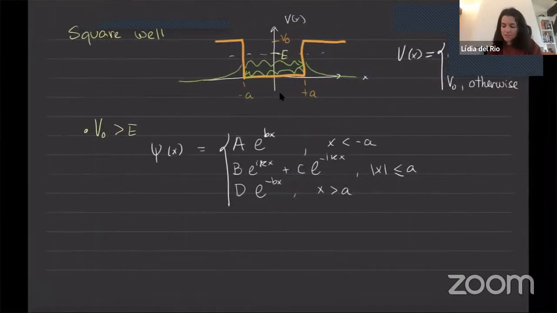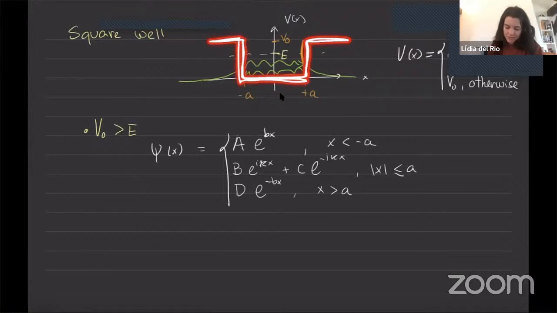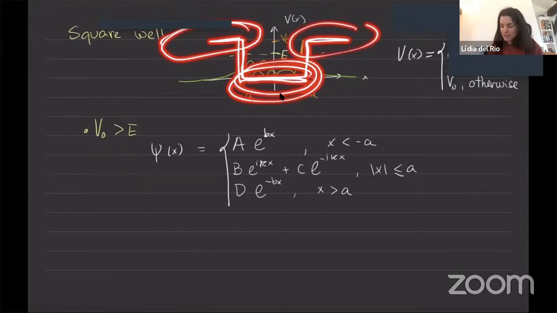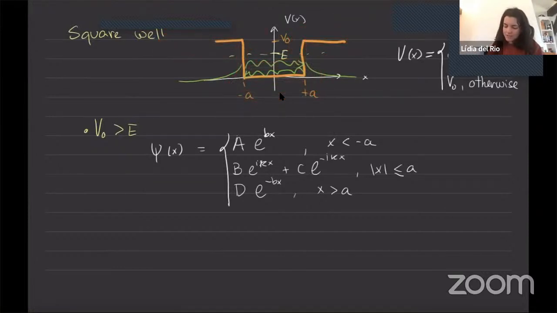So what's the case of the square well? This is a region where the potential has this form. It has some finite region that is 0, and everywhere else it is this V0, larger than 0.